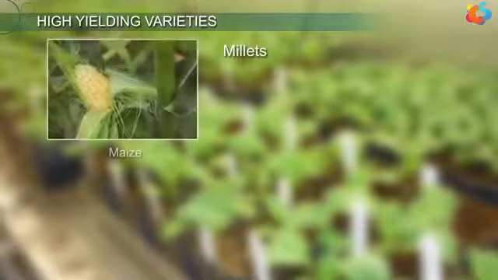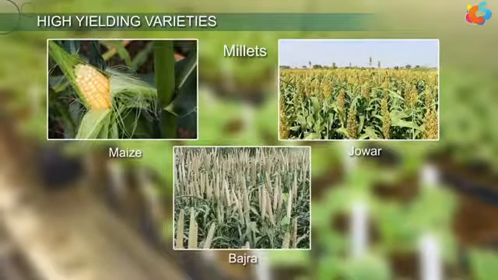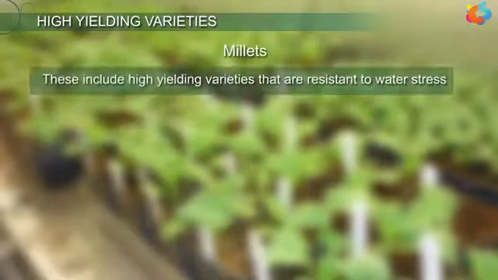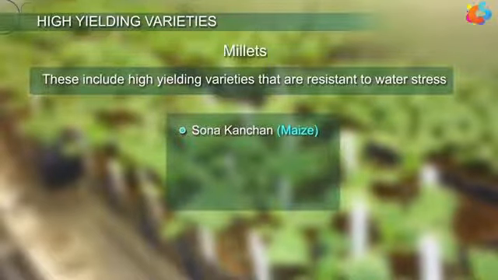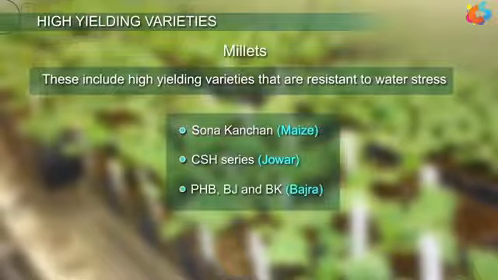Millets. Hybrids of maize, jowar and bajra have been successfully developed in India. These include high-yielding varieties that are resistant to water stress. Some of them are Sona Kanchan, that is maize, CSH series, jowar, PHB, BJ and BK, bajra.